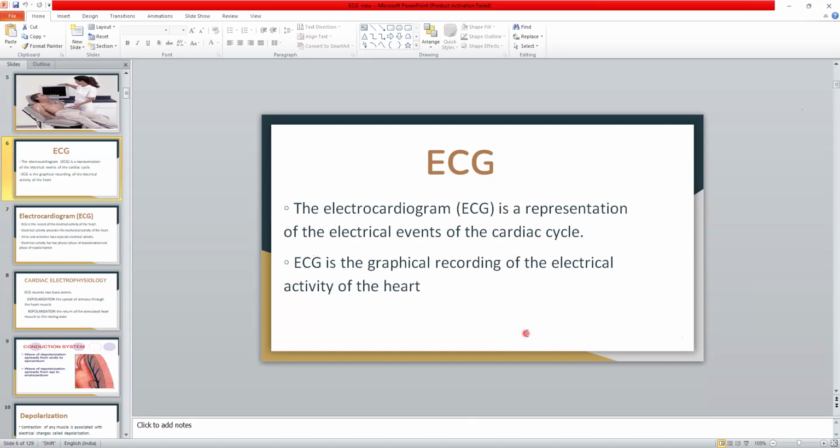I will repeat. The electrocardiogram is the representation of the electrical events of the heart during a cardiac cycle. It is the graphical recording of the electrical activity of the heart.